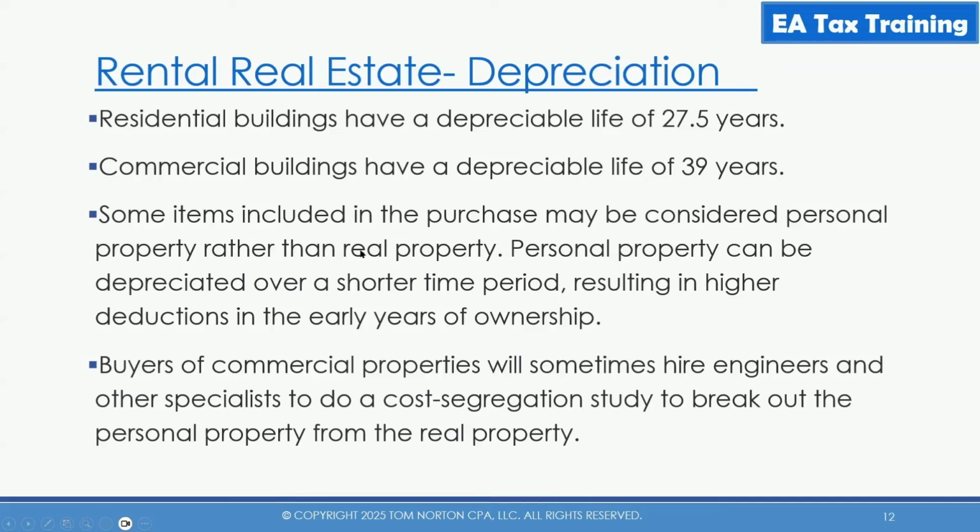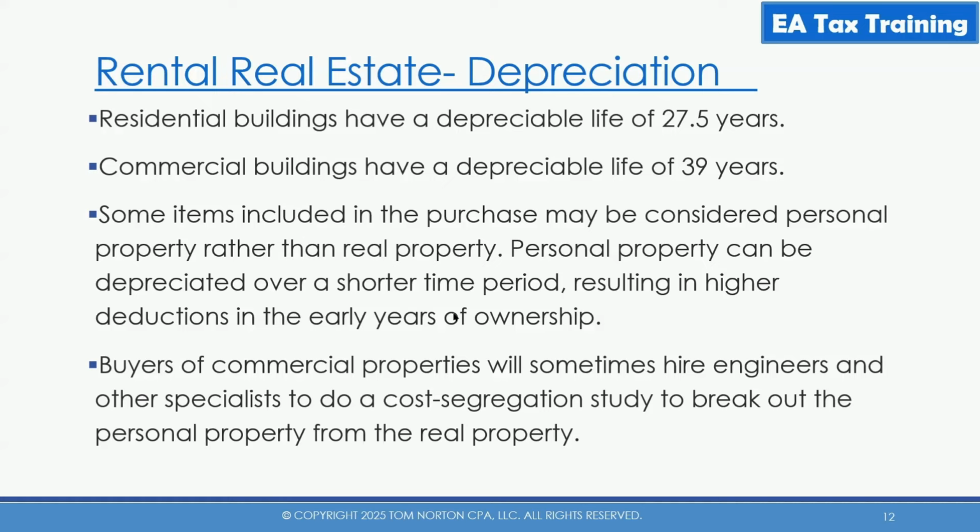Some items that are included in the purchase may be considered personal property rather than real property. Personal property can be depreciated over a shorter period of time, resulting in higher deductions in the early years of ownership. So, if you are buying, for instance, a furnished house, so not only are you getting the real estate, you're getting the furniture, the hangings on the walls, the appliances, etc., then you will want to separate out how much of the purchase price was for those personal property items from the real estate, because those personal property items you can depreciate over their recovery period rather than the, for instance, 27 and a half years that you would have for a residential house.